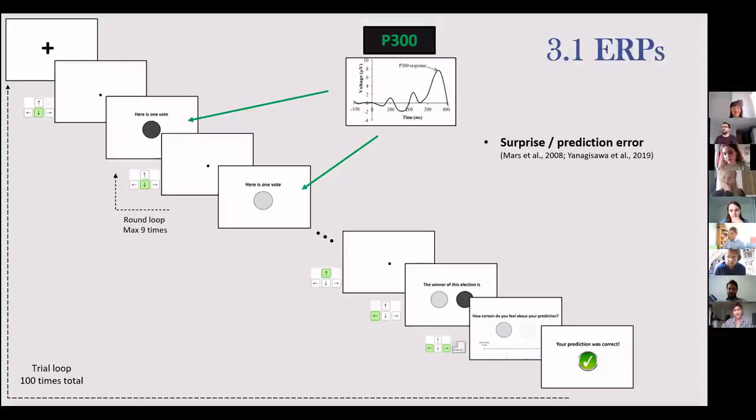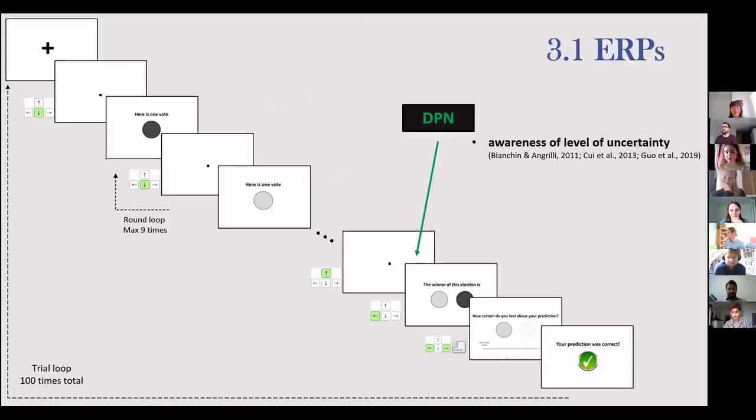And very briefly, the other 2 ERPs, one of them is the DPN, the decision preceding negativity. This we measure right before participants indicate their choice on who the winner of the election is. And this is set to represent awareness of the level of uncertainty, which is quite a mouthful, but we think that people who very quickly jump to conclusions might have an impairment of monitoring their own uncertainty.